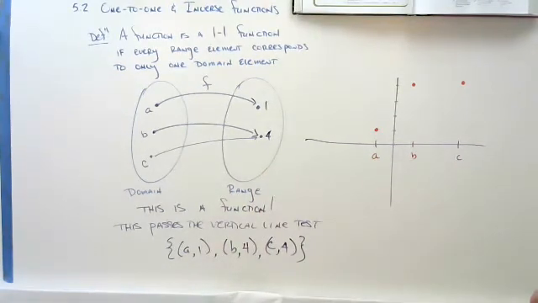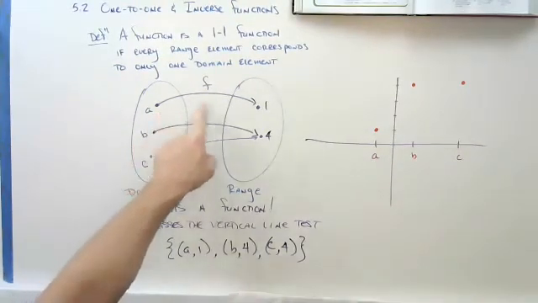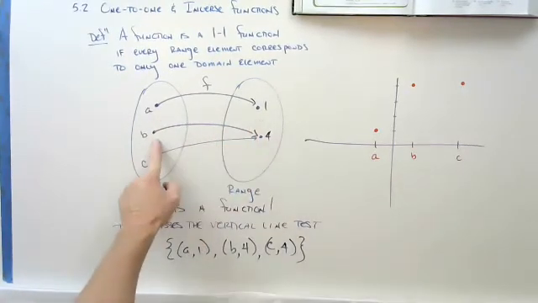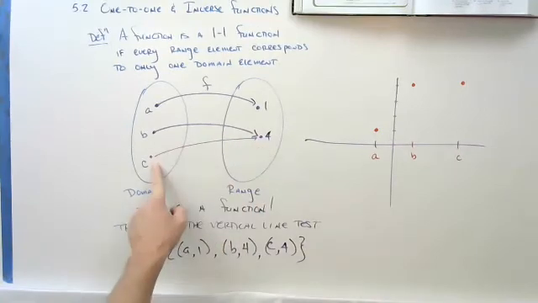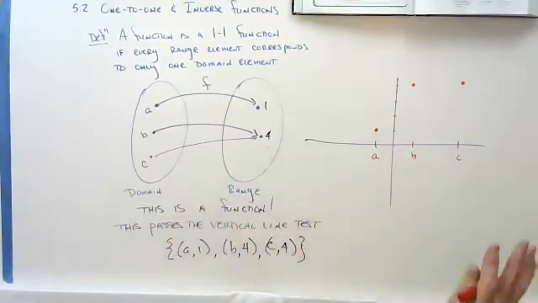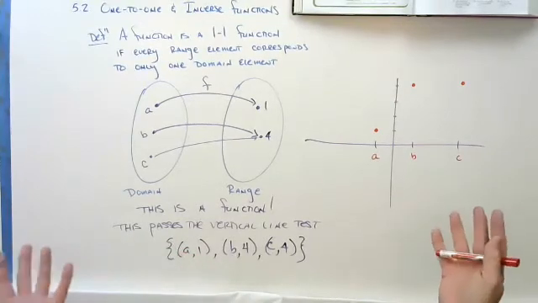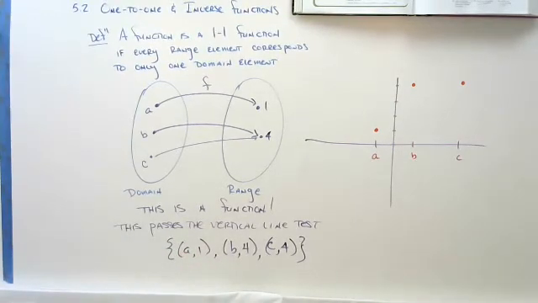But it's a function. Because what our teacher told us in algebra was every x can only go to 1 y. That's what our teacher said. This x goes to 1 y, this x goes to 1 y, this x goes to 1 y. Nobody said you couldn't go to the same y. Your teacher didn't say that. They said every x goes to 1 y. Okay, so this is a function. This is not a one-to-one function.